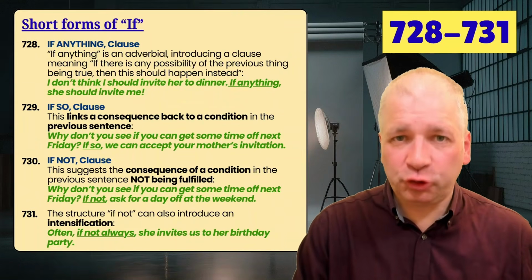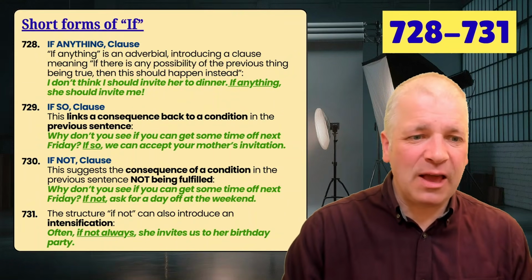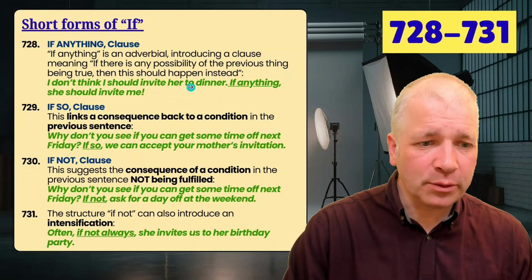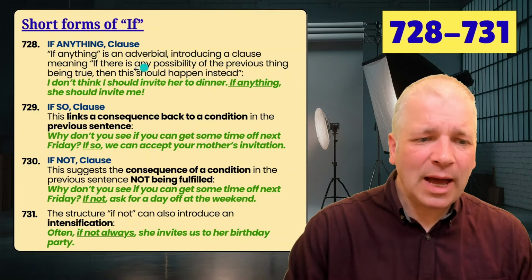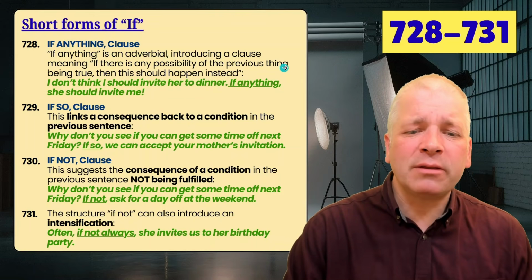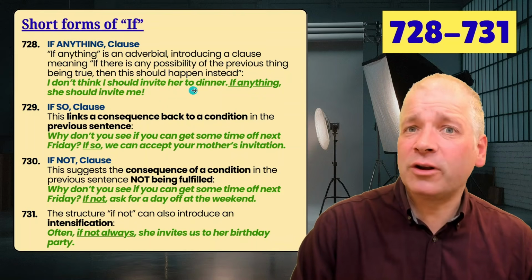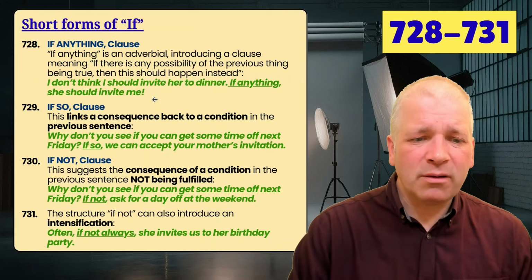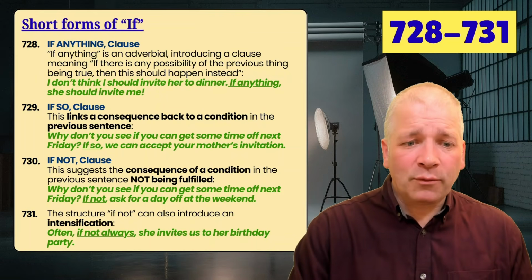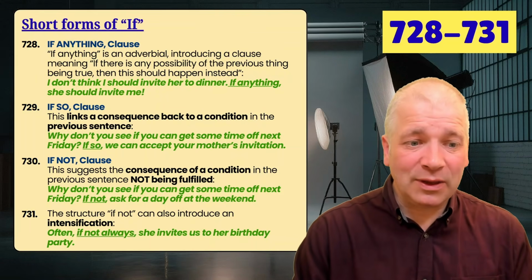And we can use short forms of if, such as if anything followed by a clause. Here, if anything is an adverbial, and it means if there is any possibility of the previous thing being true, then this should happen instead. I don't think I should invite her to dinner. If anything, she should invite me. So if there's any possibility of an invitation happening, it should be like this.